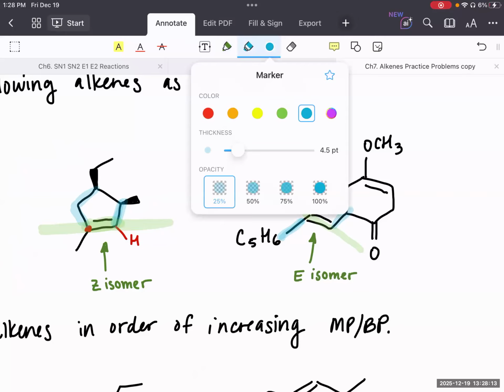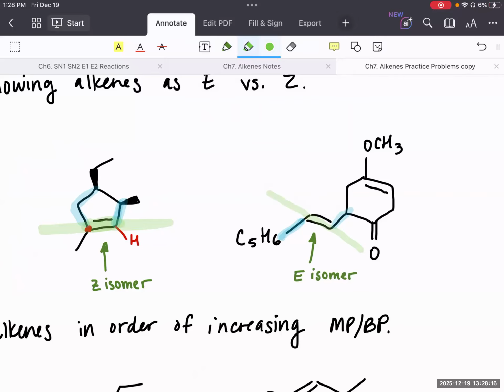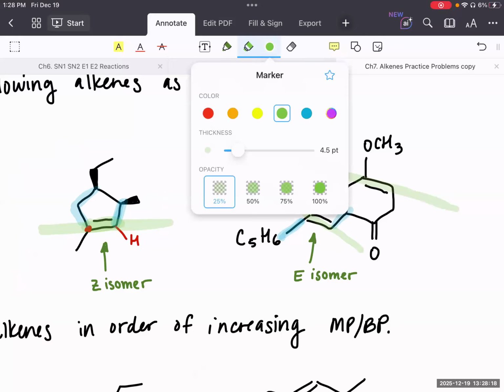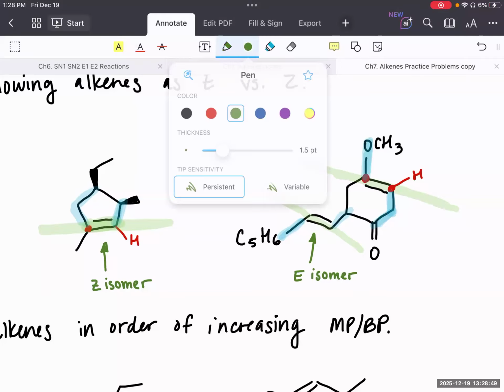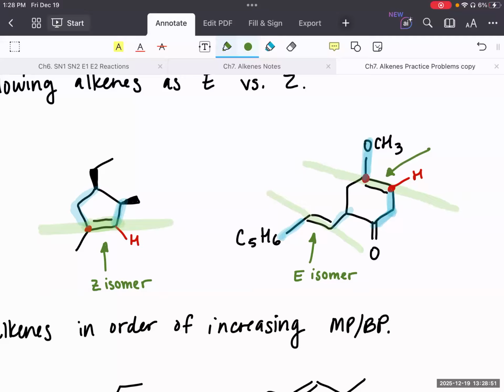Next, we can do the group on the top. We'll draw our line through the alkene and then take a look at each of those carbons. First, we can start with this carbon on the left. We know that this OCH3 is going to be higher priority because of that oxygen than the group going in the other direction, so for that carbon, the OCH3 group is the priority. For the other carbon, we have a hydrogen there, so we know that the other group is going to be the priority. We can see that these two blue groups here are on opposite sides, and so this is also going to be an E isomer.